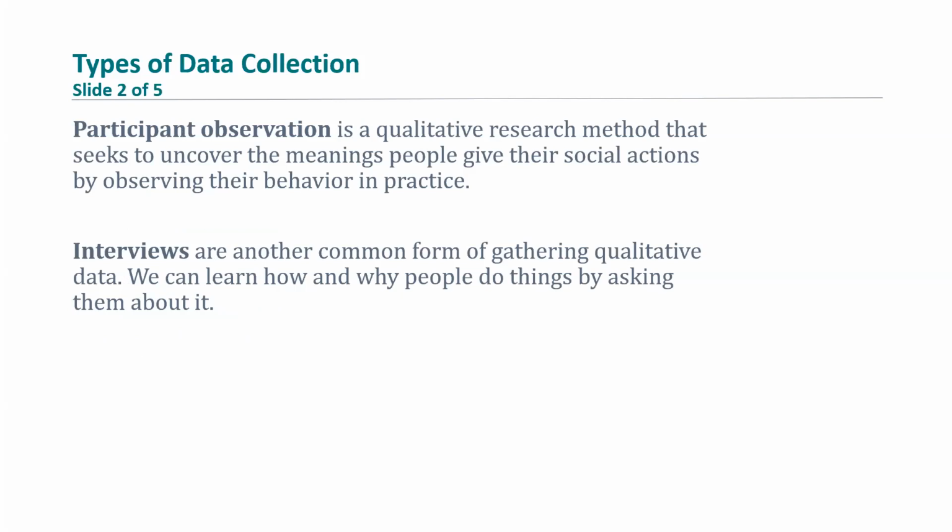Participant observation is a qualitative research method that seeks to uncover the meaning people give their social actions by observing their behavior and practice. In participant observation, you want to observe the people who are a part of your study in their natural environments, or in as close to their natural environments as possible, to see how they behave. The ultimate goal of participant observation is to see people in practice without them recognizing that they are being observed.